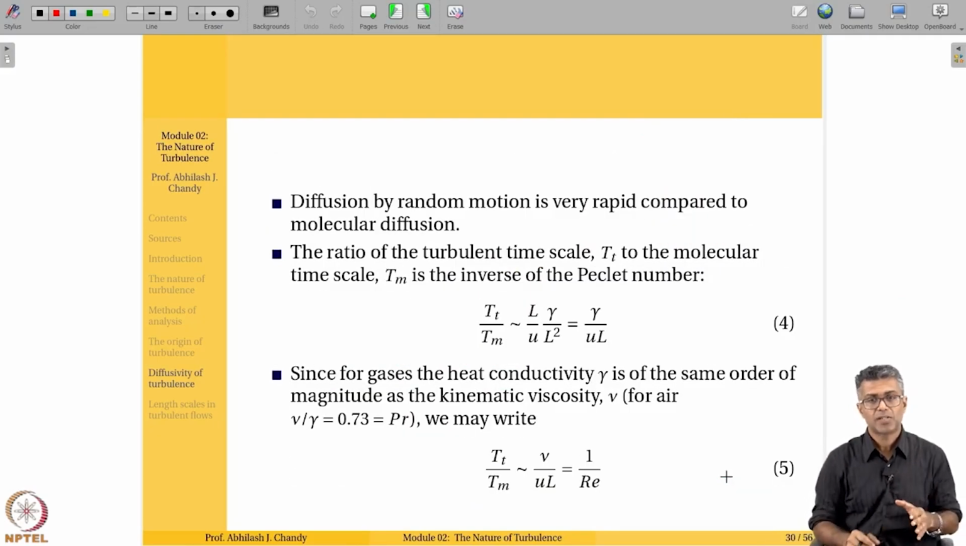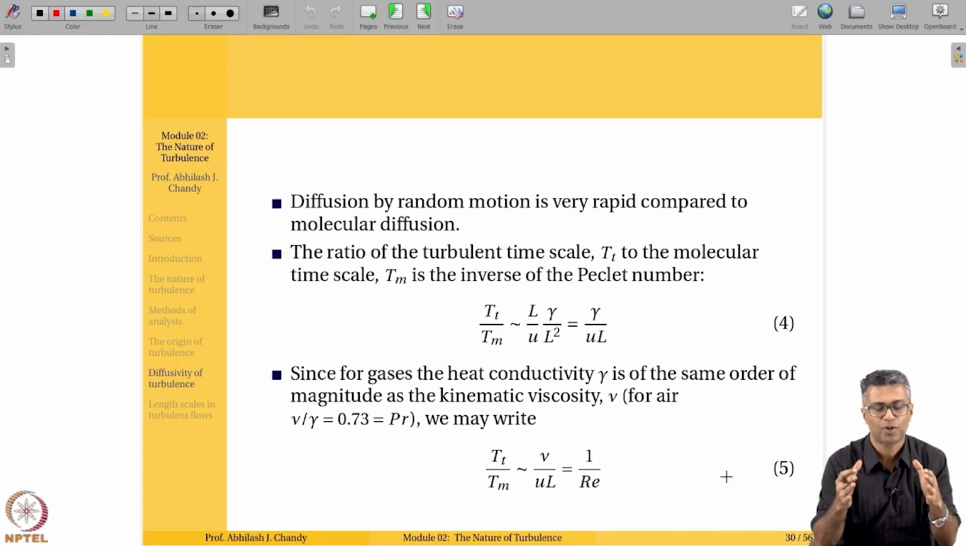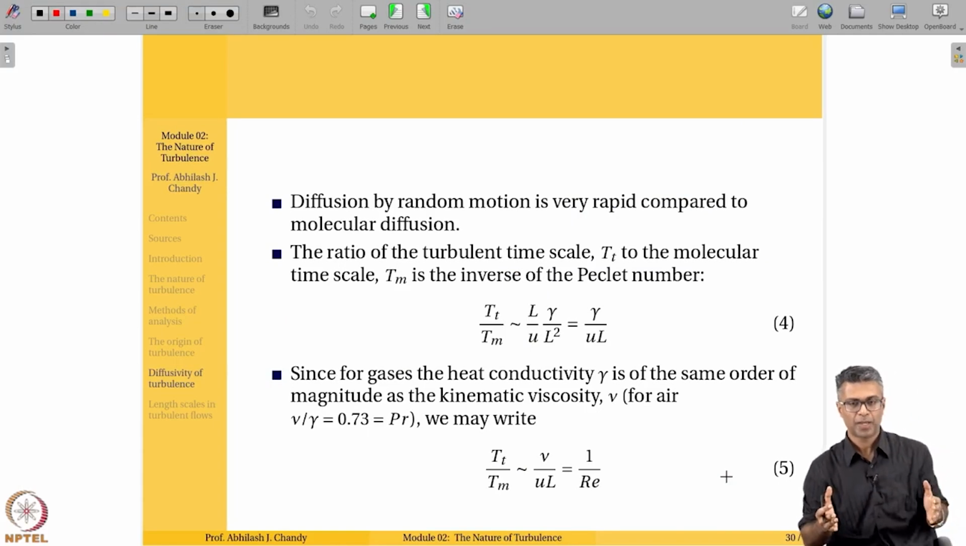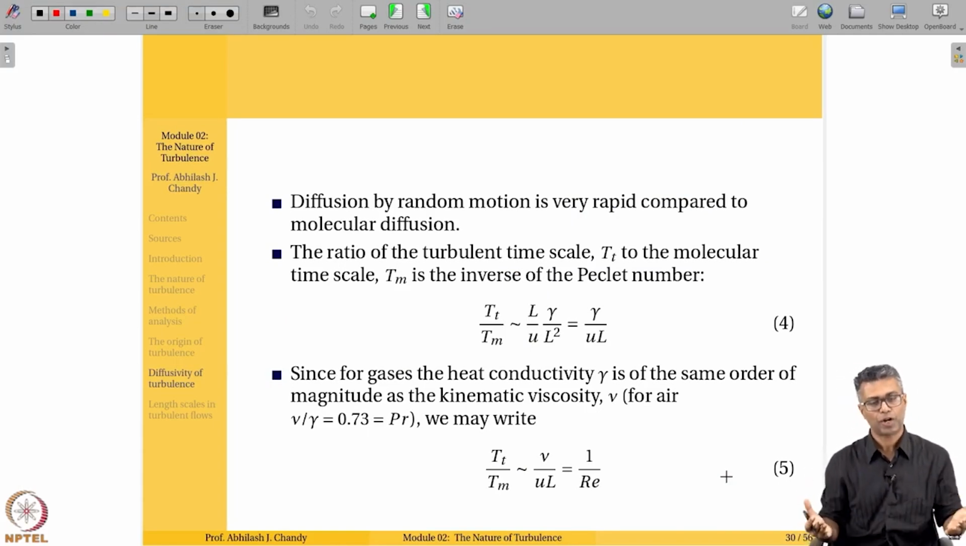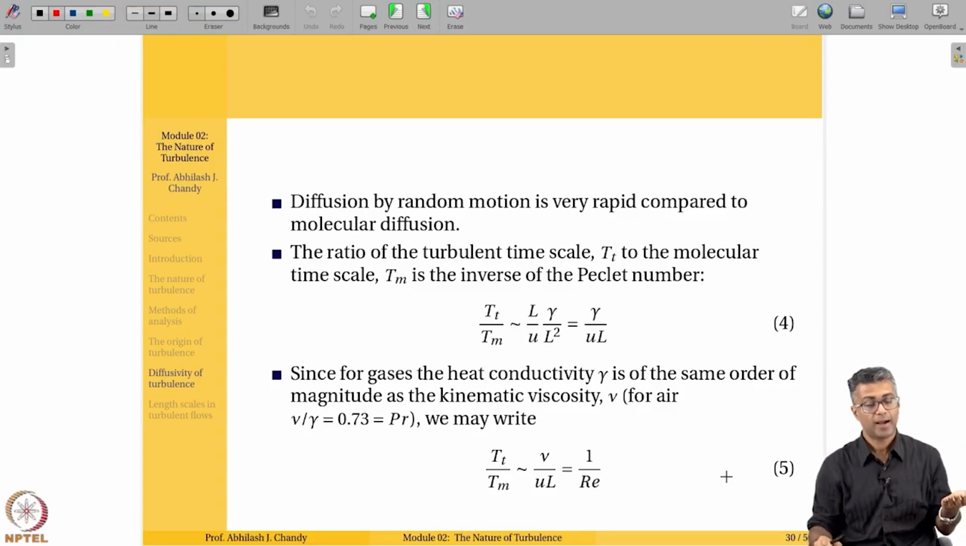So that takes us to the conclusion that diffusion by random motion, again, it is not particularly random, but Tennekes and Lumley calls this random, isn't it? It is seemingly random according to the modern definition of turbulence. This is very rapid compared to what would happen only due to molecular diffusion. And that's what we saw. 100 hours versus 2 minutes.